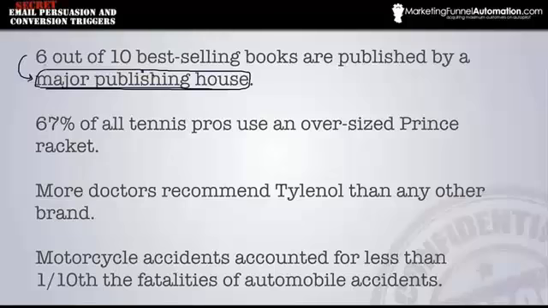In other words, this faux science is conveying the idea that, look, 6 out of 10 best-selling books are published by a major publishing house, so if you want to increase your chances of having a best-selling book, you want to have it published by a major publishing house. But that's not necessarily the case. Those books could have been bestsellers if they were published under any company. This may just mean that the best authors migrate towards major publishing houses. But if those books were published under any publisher, they might have been bestsellers.